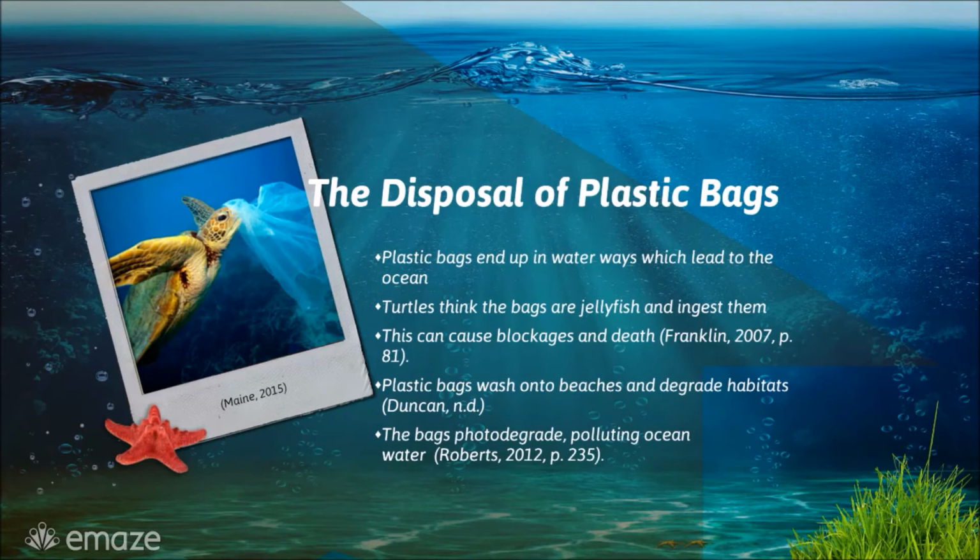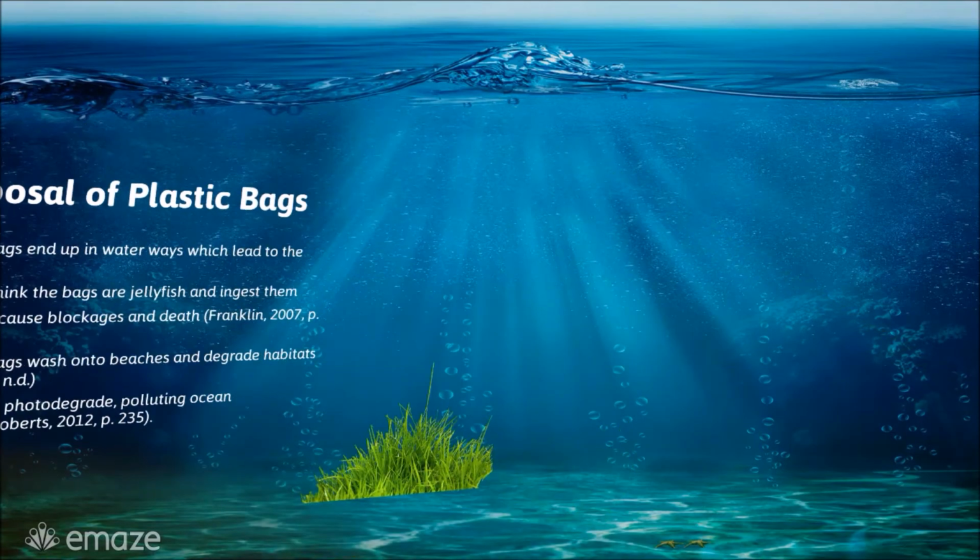Not only do plastic bags pose a risk to sea turtles if ingested, they also wash onto beaches, which degrades habitats and prevents turtles from laying their eggs. As plastic bags break down in the ocean, they do not biodegrade, they photodegrade. Therefore, rather than breaking down naturally, sunlight causes them to break into smaller and smaller pieces, creating a broth-like substance in the ocean and degrading the water quality.